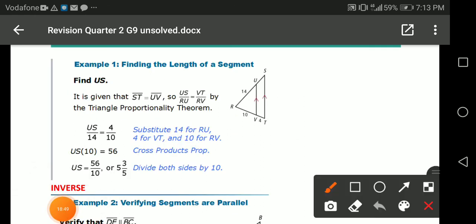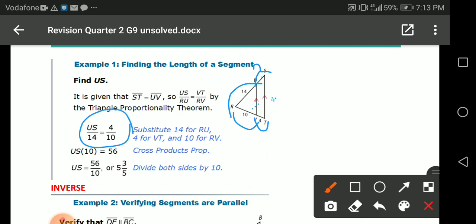Also, this one is very easy. Finding the length of a segment, find US. He asks me to find US, this small part. So I know that US over UR gives me the same ratio as VT over VR. Why? Because we have two parallel sides, so the ratio will be the same.